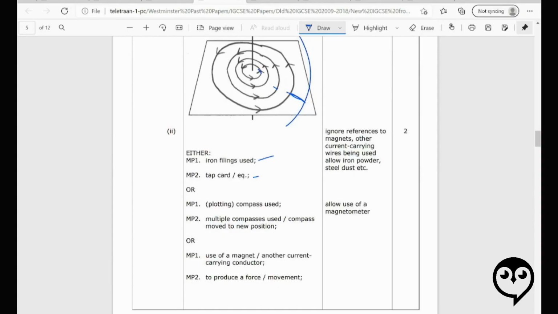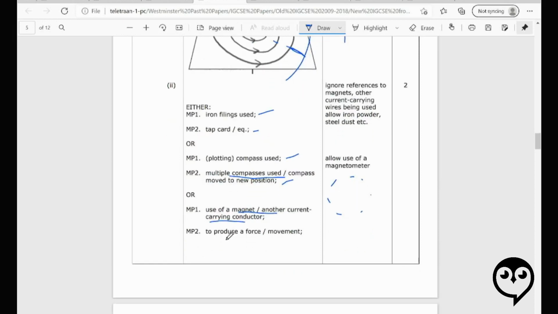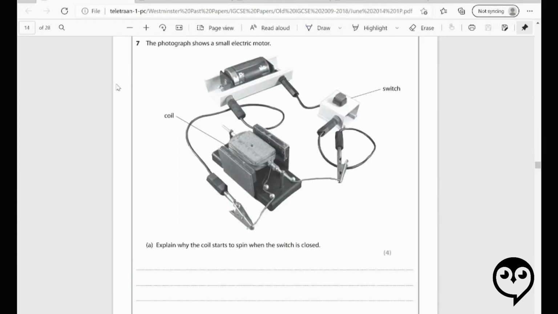Okay, or you could have done plotting compasses on top, maybe give them a little shake, and multiple compasses should line up the arrows in the different directions to show the field. Yep, that's fine. You could use a magnet or another current carrying conductor, bring them towards each other. Depending on the direction of the wire, if you bring another wire with a current flowing through it, those wires will either repel or attract. That's where we get our definition, well, at least where we used to get our definition of the ampere from. They changed that in 2019. And this is a June 2014 paper 1 from Edexcel.